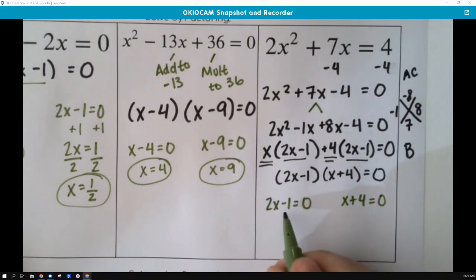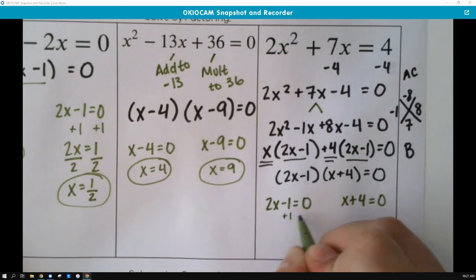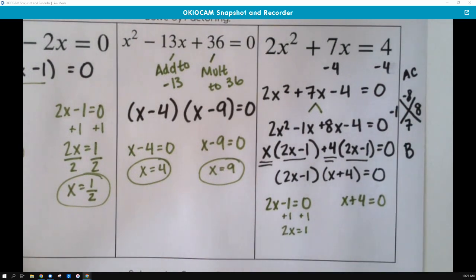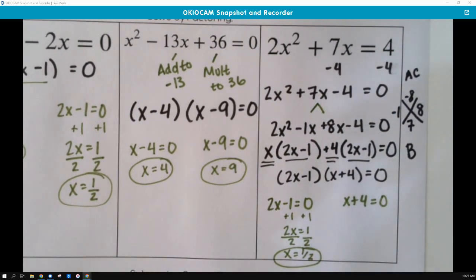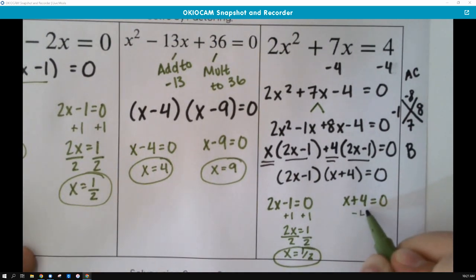So for this one, we'll add 1 to both sides. 2x equals 1. Divide by 2. x is 1/2. For this one, we would just subtract 4 from both sides, and we get that x is negative 4.